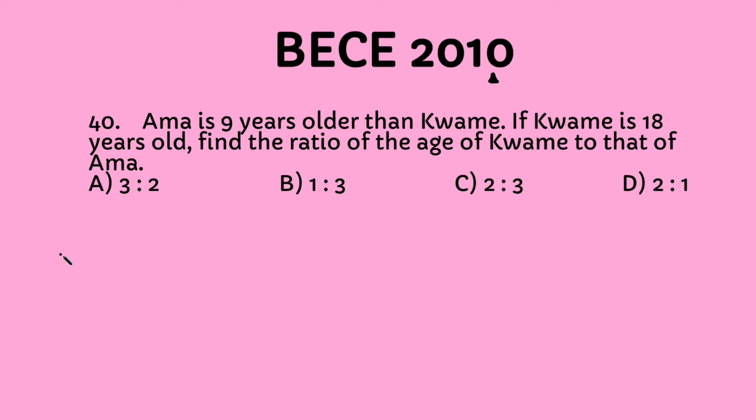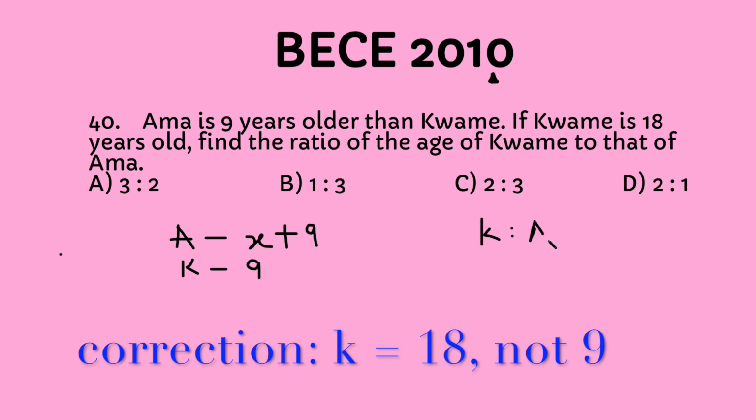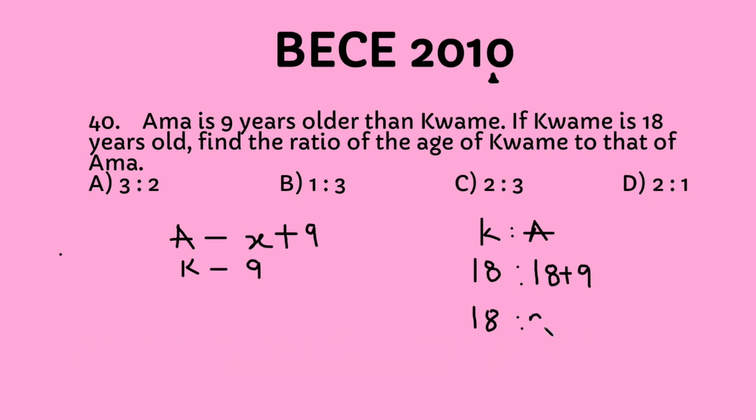Amma is 9 years older than Kwame. If Kwame is 18 years old, we have to find the ratio of the age of Kwame to that of Amma. To solve this question, our key is Amma is 9 years older than Kwame, which is x plus 9. If Kwame is 18 years, Amma's age will be 18 plus 9. Then we find the ratio of their ages as such. Our final answer will be 2:3, which is C.